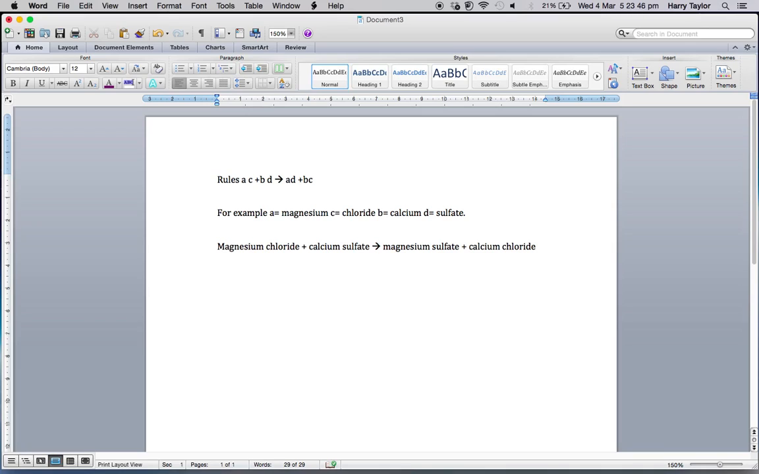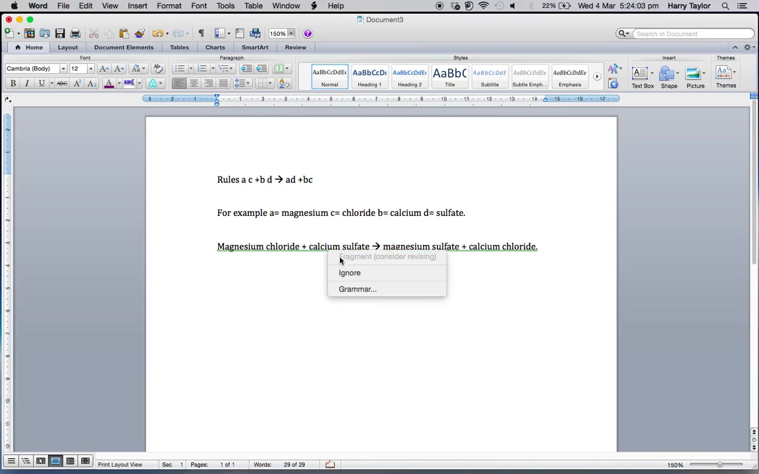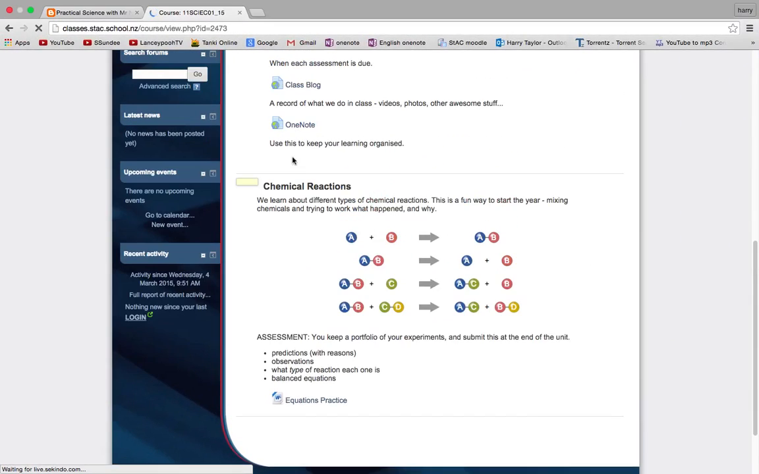But we're not done. We're going to turn it into the actual symbols for it. Now to turn it, let's change this. So we're going to turn this. So if magnesium. Let me just get something up for you guys.